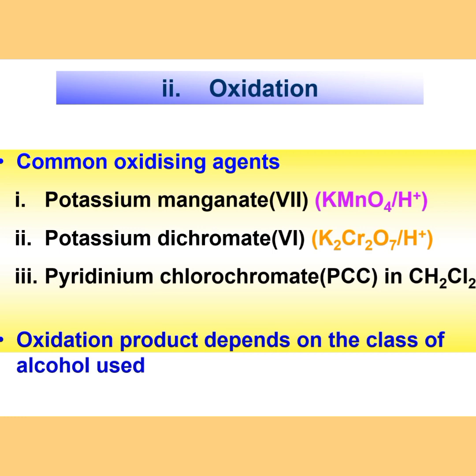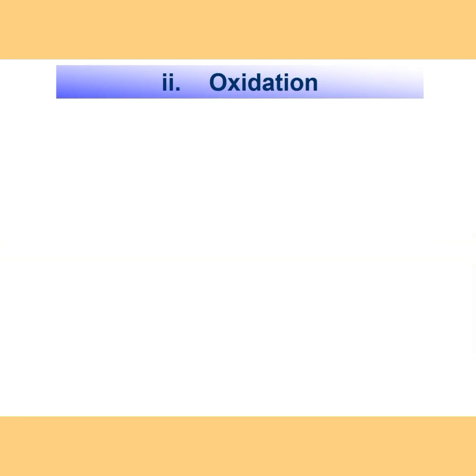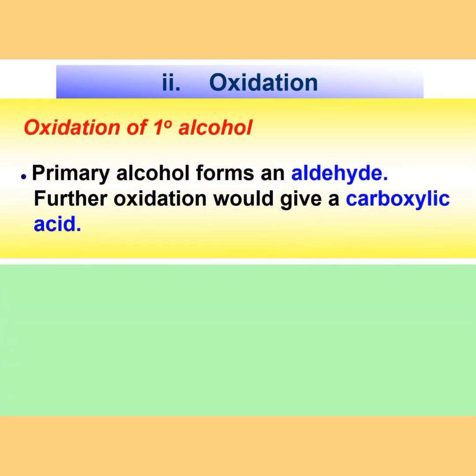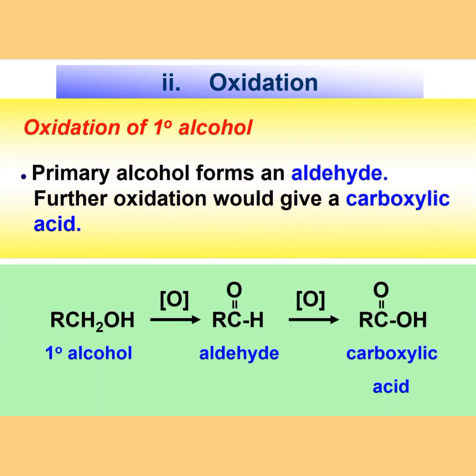So the product of the reaction depends on the class of alcohol used. For the primary alcohol, it forms aldehyde when oxidized. Further reaction will produce carboxylic acid.